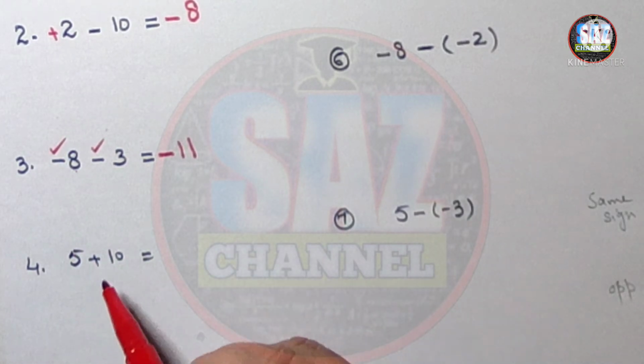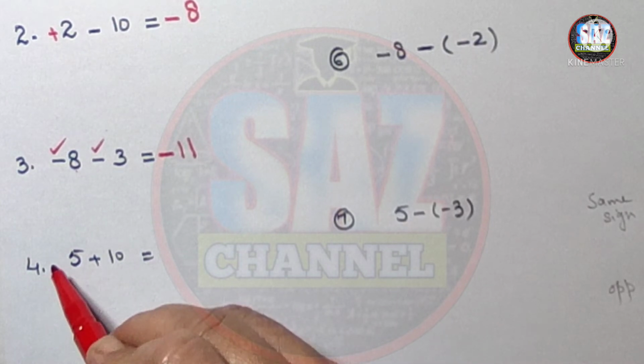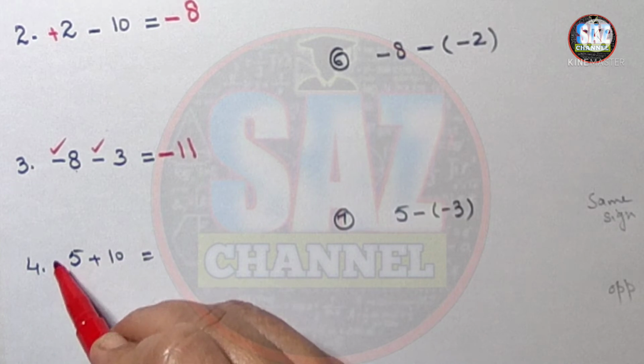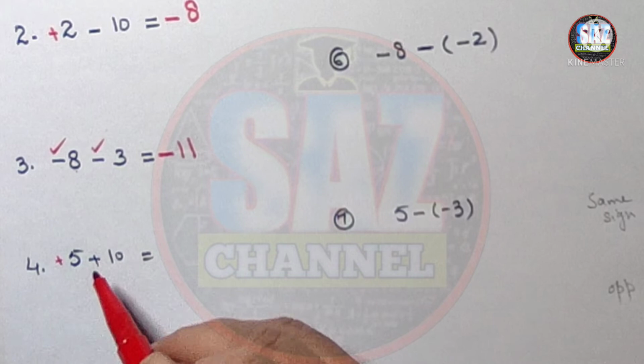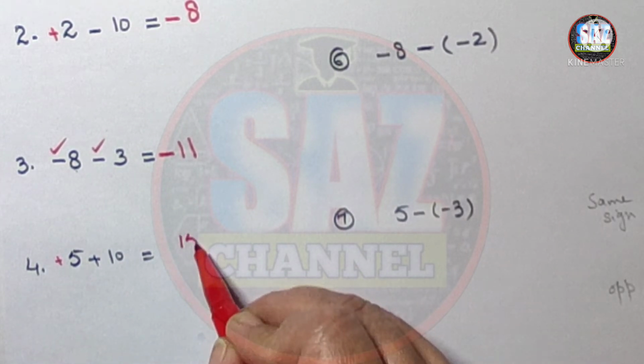Moving to the next question, 10 plus 5. When there is no sign before any number or term, that is understood to be positive. That means that we are adding 10 to 5. Now 10 plus 5 is 15, and what is the common sign?